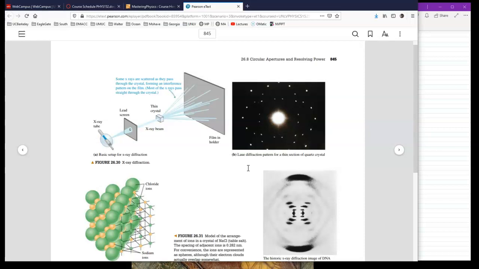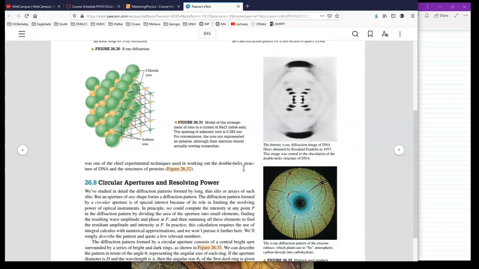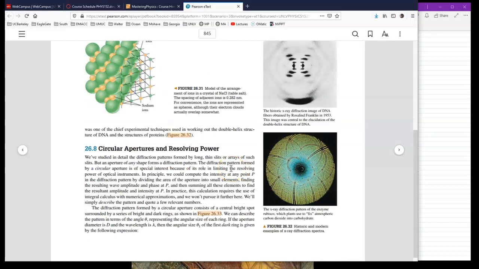So what is a resolving power? A resolving power of an optical instrument is the ability of this optical instrument to distinguish between two closely spaced objects.